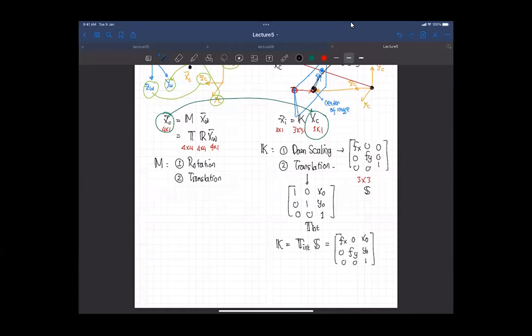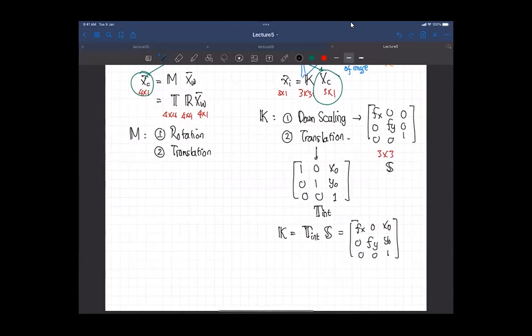And the K matrix has a name, and the name is intrinsic parameters. Intrinsic means that this is the property of your internal camera. And why is it called intrinsic parameters? Because if you look at this, x0, y0 is about the resolution of your image. X0 and Y0 become large if your resolution is very large, and X0, Y0 become small if your resolution is small. So x0 and y0 represent the resolution of your image.